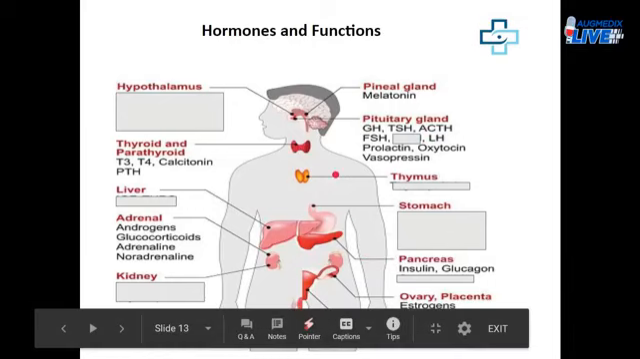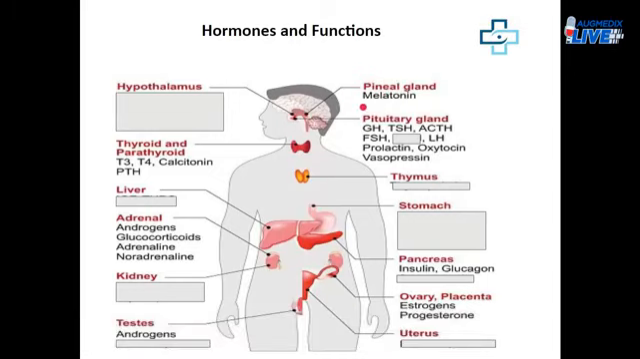Okay. So the first gland, pineal gland, releases the hormone melatonin. It regulates our sleep cycle. The second, pituitary gland, releases several hormones. It's around 6 to 8 hormones. In the first slide, we discussed growth hormone, which is known as GH, which regulates our growth.